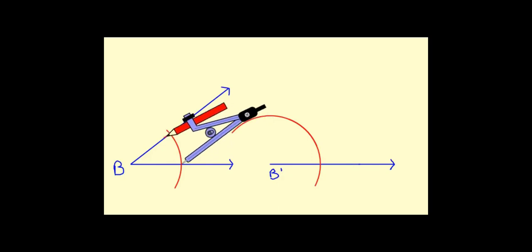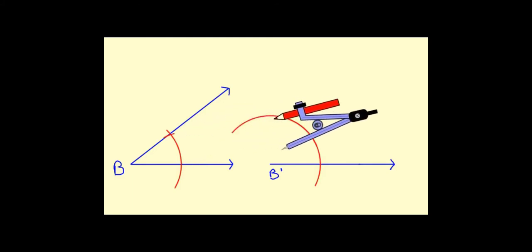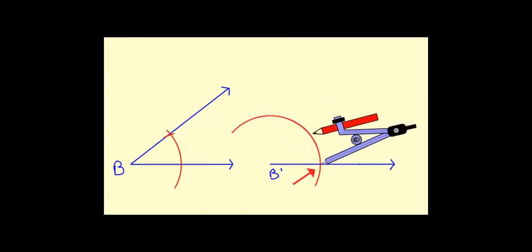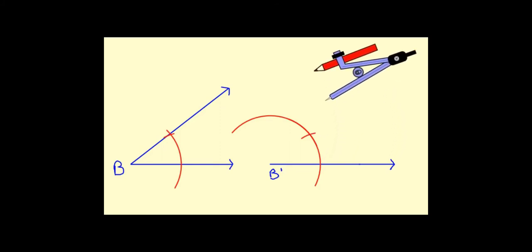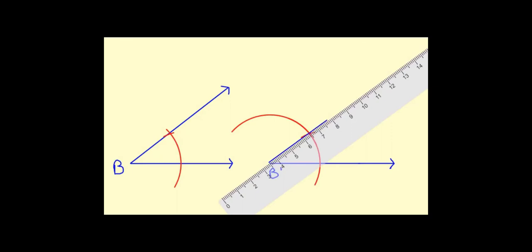I'm going to draw a small arc just to confirm that, and then I'm going to pick up the compass and move it over to the corresponding point in the other drawing, and do the same thing. I'm going to draw a small arc, and then I'm going to take my straight edge and draw the other ray. You'll see that angle B and angle B prime are the exact same size. I've copied angle B.